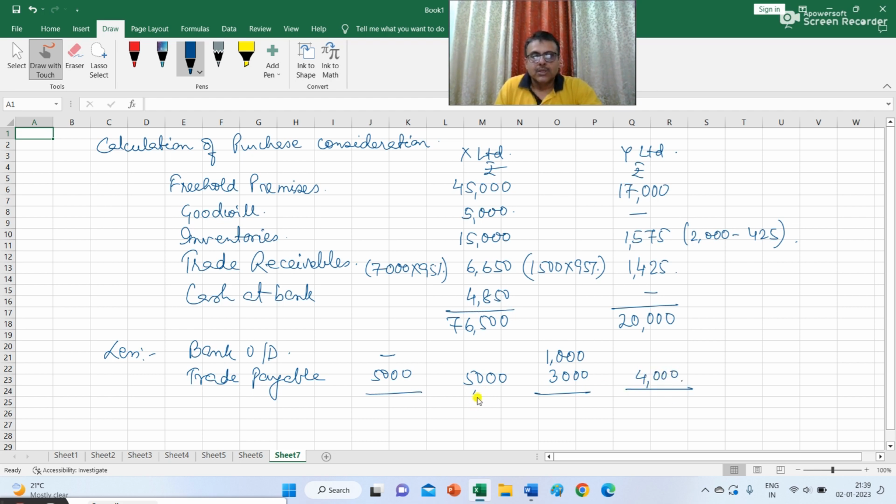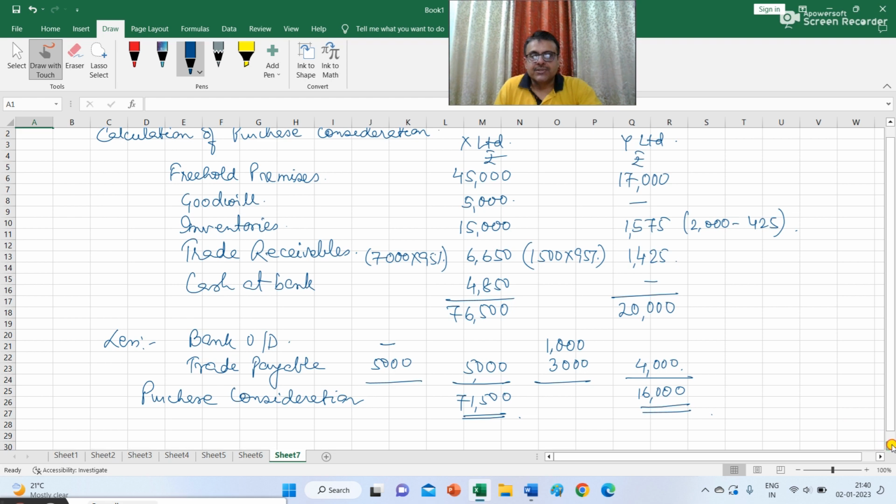So the amount of purchase consideration, so here I am writing purchase consideration in case of X Limited is 71,500 and that of Y Limited is 16,000. It means that XY Limited is going to be formed and X Limited will be paid rupees 71,500 and Y Limited will be paid rupees 16,000.